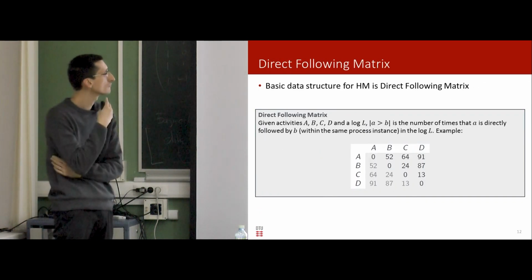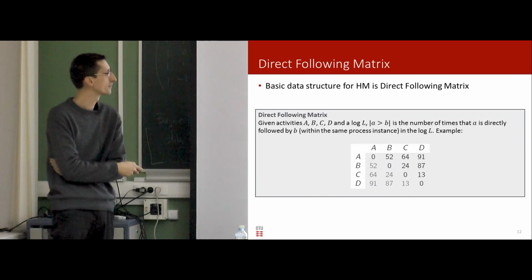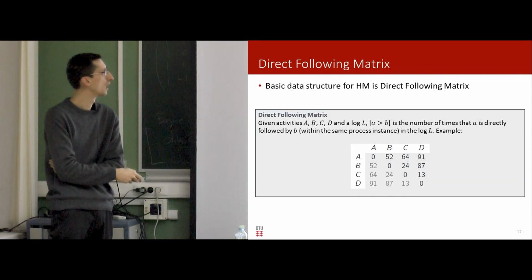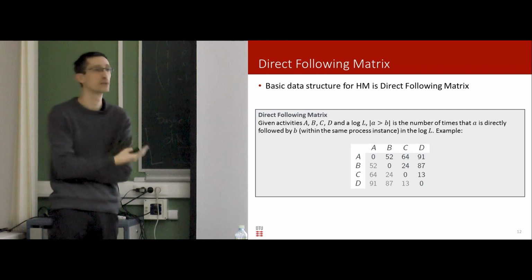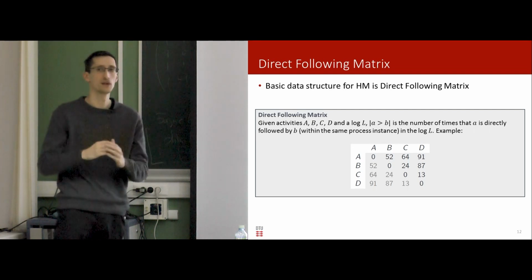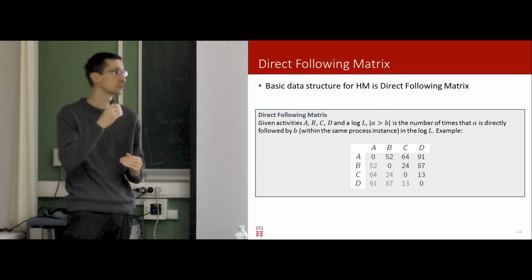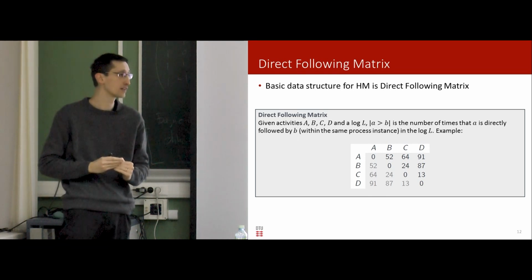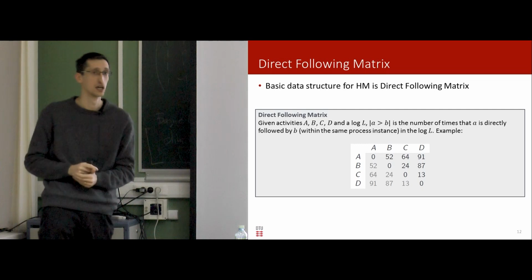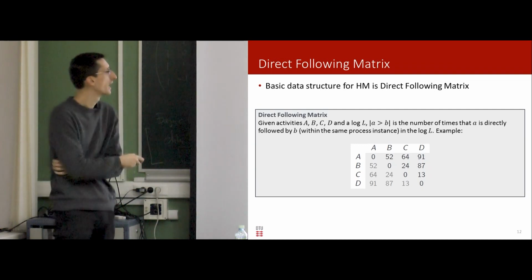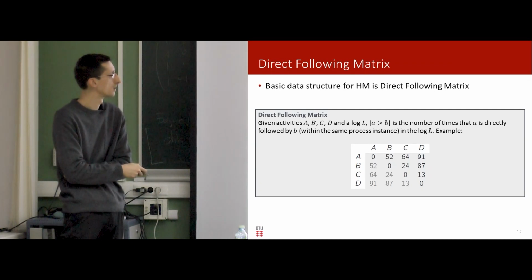Okay. So the point here is that the most important data structure is the directly-follows matrix. This matrix is basically a matrix with as many rows as activities in our event log and as many columns as activities in our event log. And each crossing indicates the number of times that A, for example, is directly followed by B.